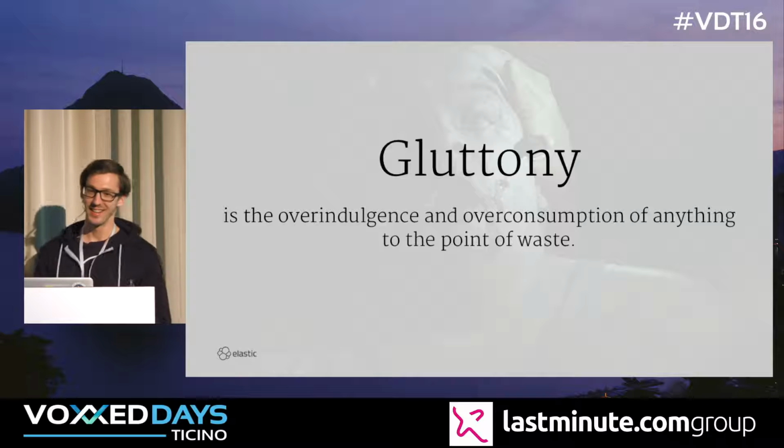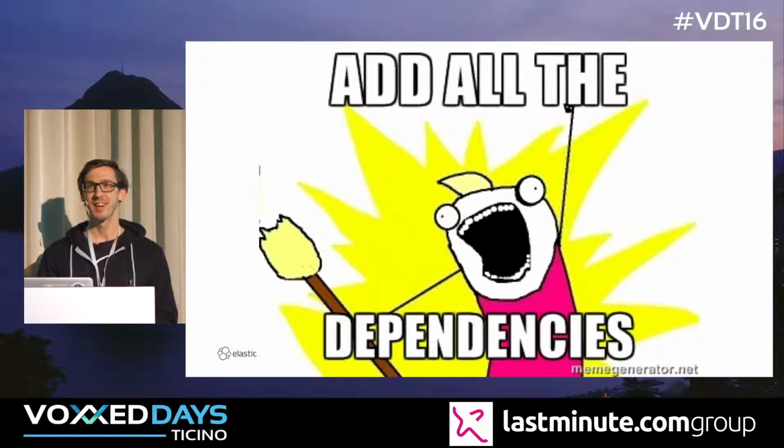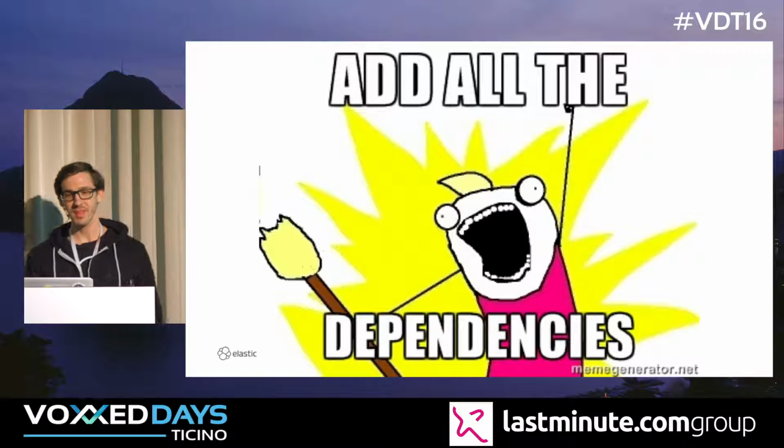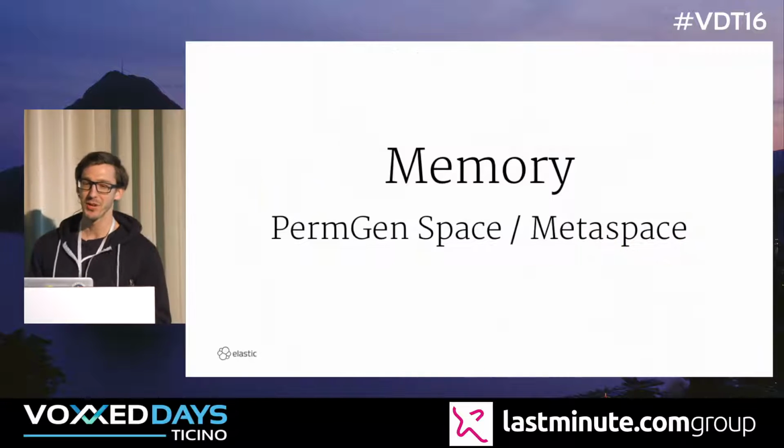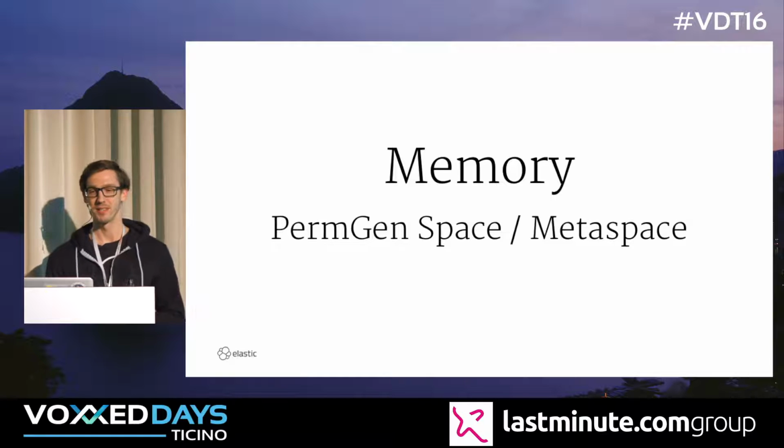So let's see. The first thing is kind of like add all the dependencies, which is just like throw it in your Gradle or Maven file and yeah, let's figure out what we need afterwards. Which is probably not the best idea because of memory. So permanent space, or in Java 8 and above, metaspace, it just uses a lot of memory, which, yeah, you will feel it at some point.